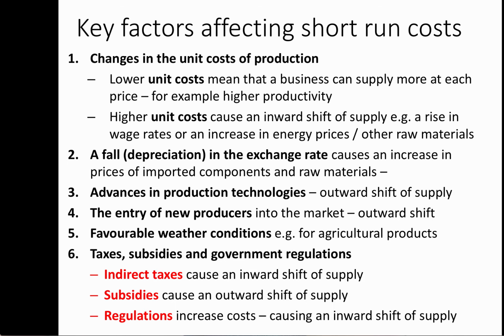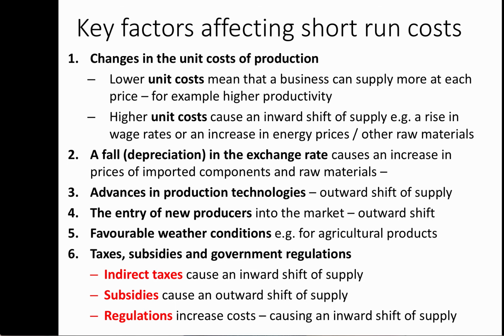This slide is just giving you a key summary of some of the key factors that affect short-term cost of production. The most important thing is that the supply curve is really driven by the unit cost. So typically, the factors that affect costs are things like the exchange rate, which affects the cost of imported raw materials, imported energy, imported component parts.